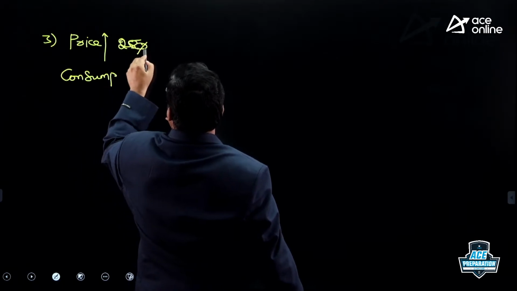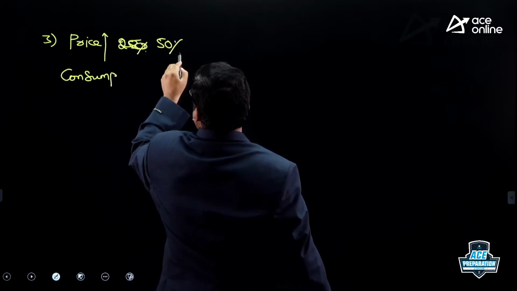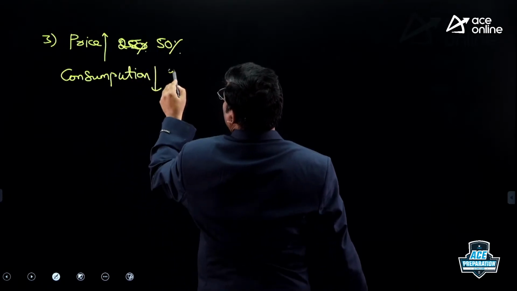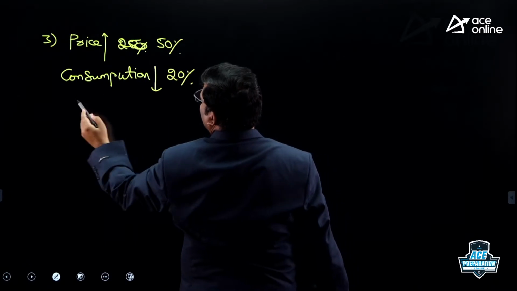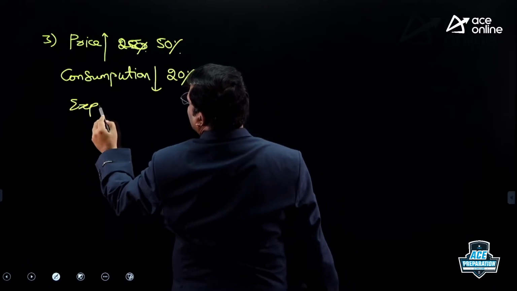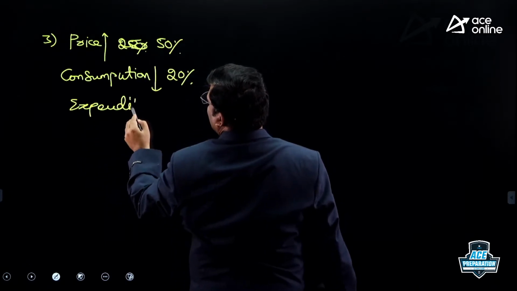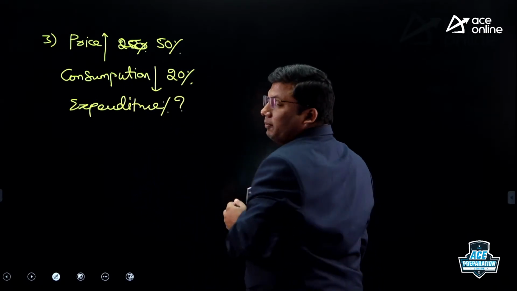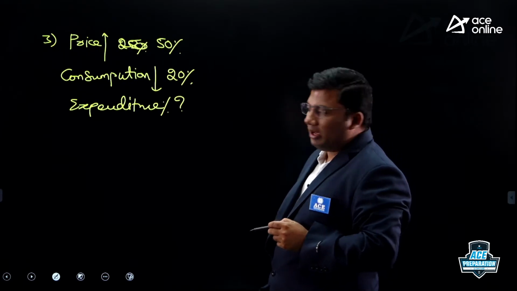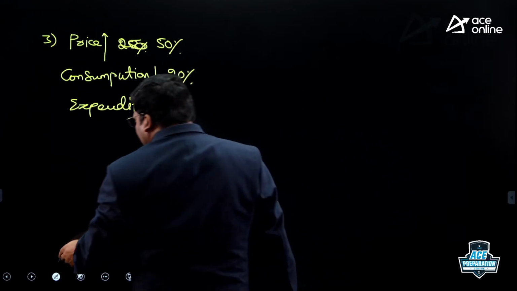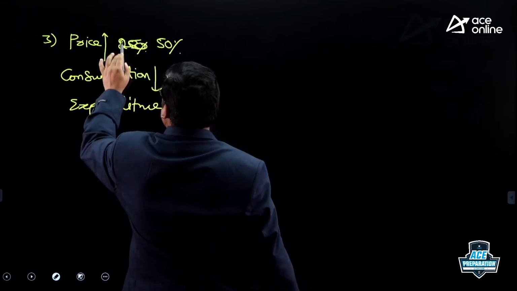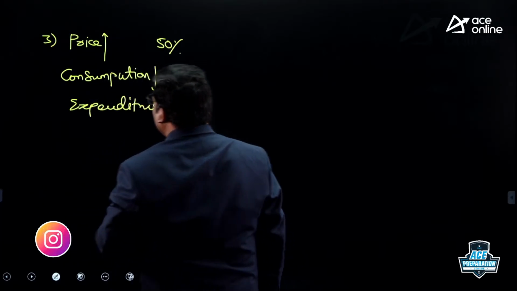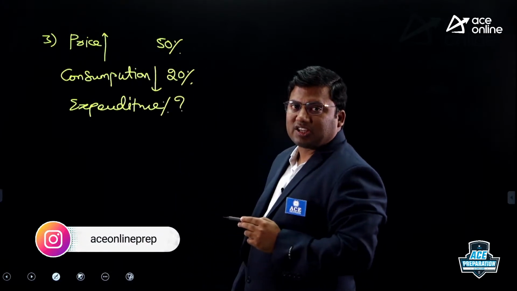Consumption, let me take 50%. Consumption decreased by 20%. Find the percentage change in expenditure. Percentage change, how much is it? Price increases by 50%, consumption decreases by 20%. Find the change in expenditure.